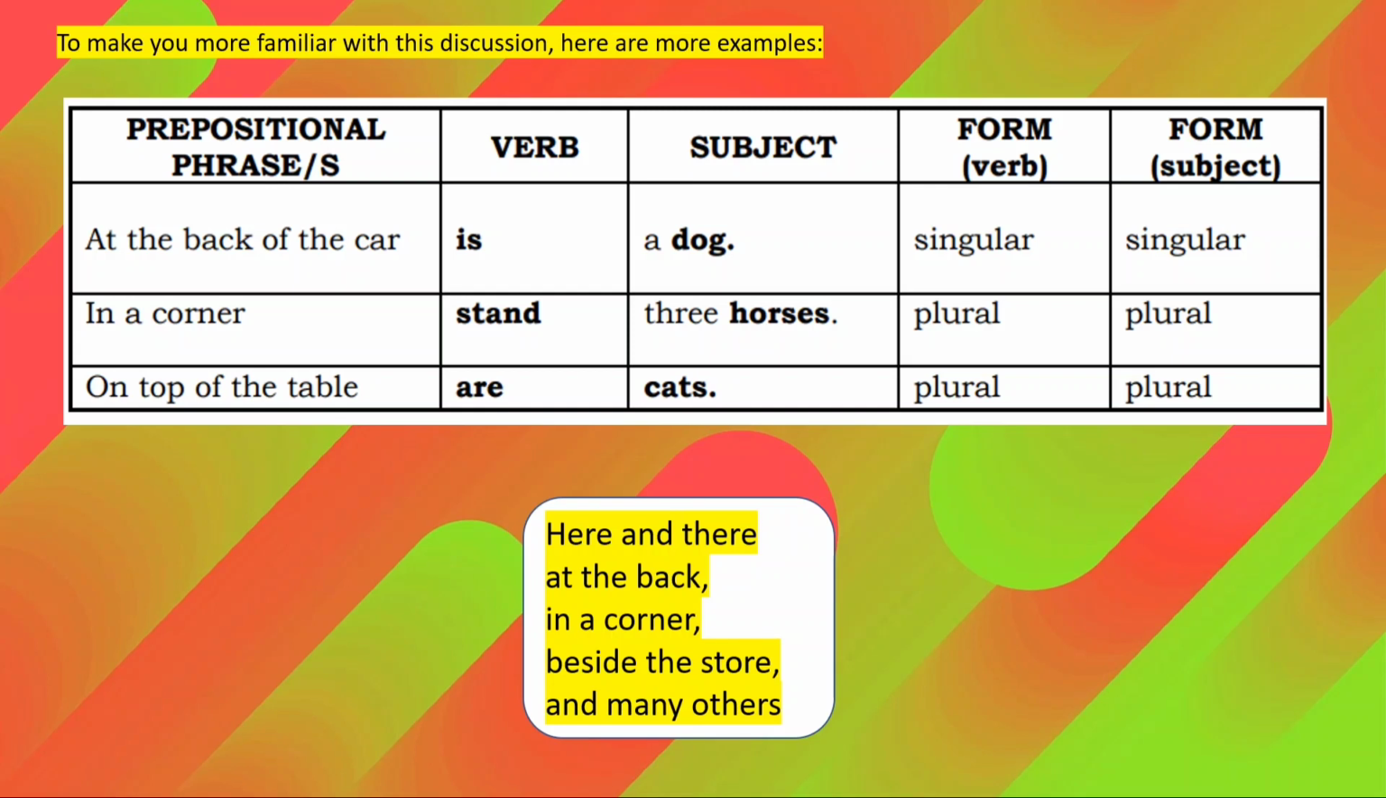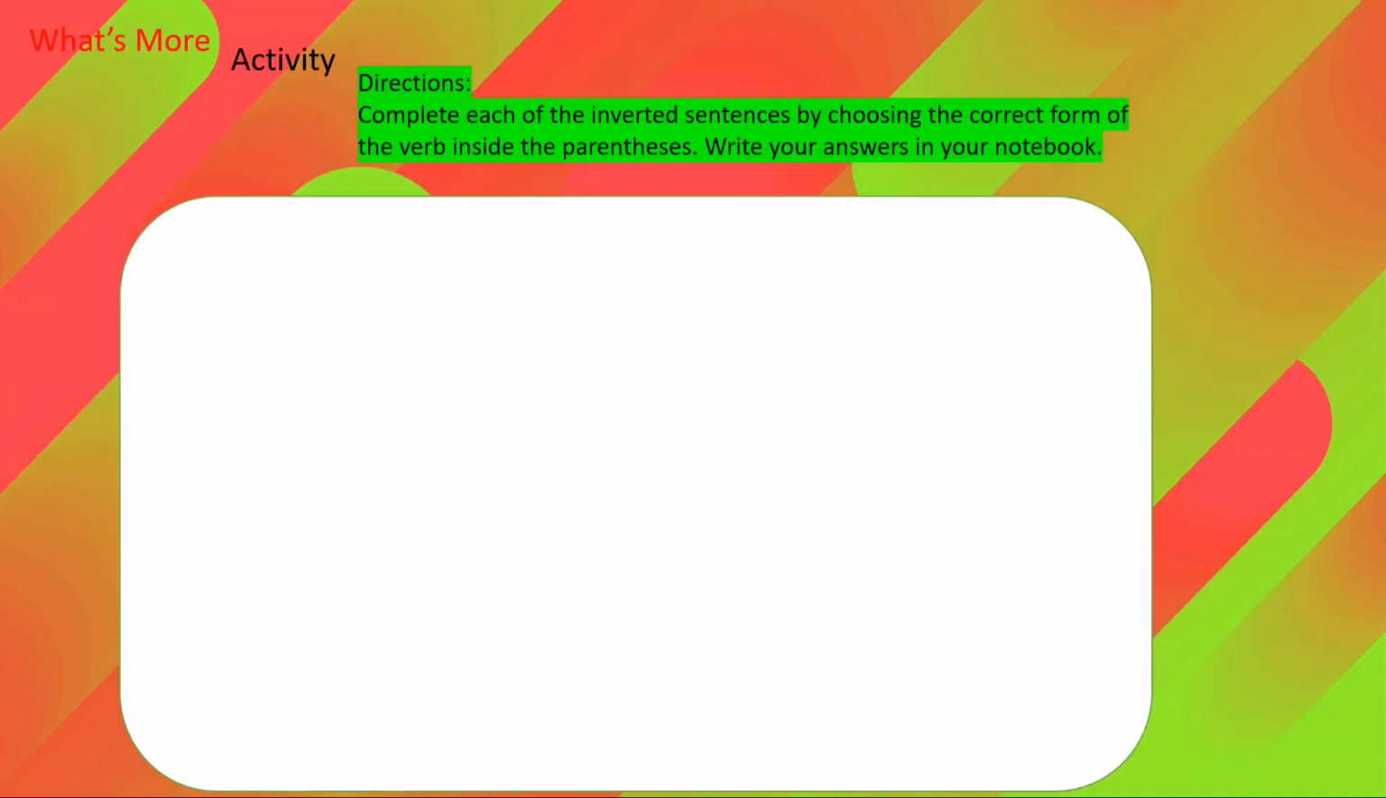Take note, in inverted sentences, the subject must always be found after the verb. These sentences may begin with the words here and there or with a prepositional phrase such as at the back, in a corner, beside the store, and many others. Even in this case, the subject and the verb must agree with each other.